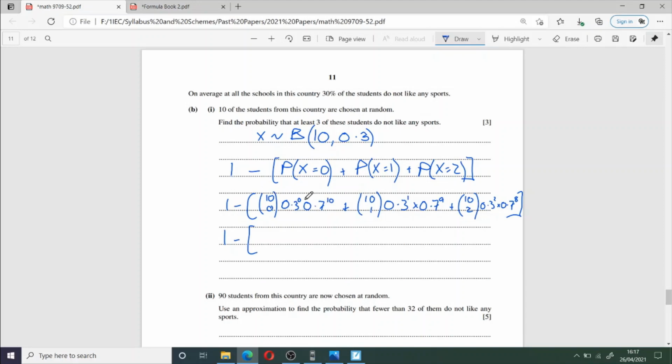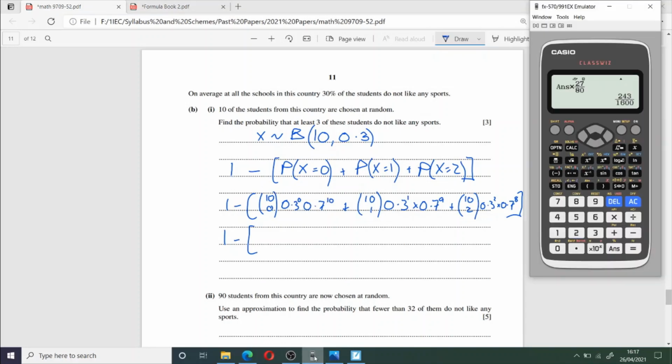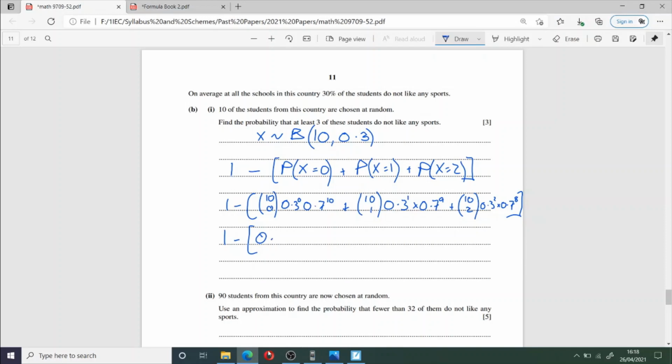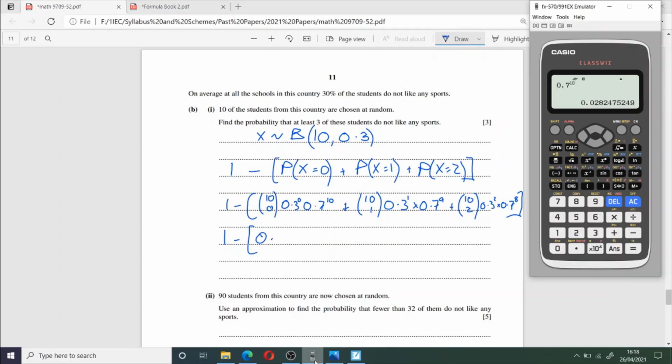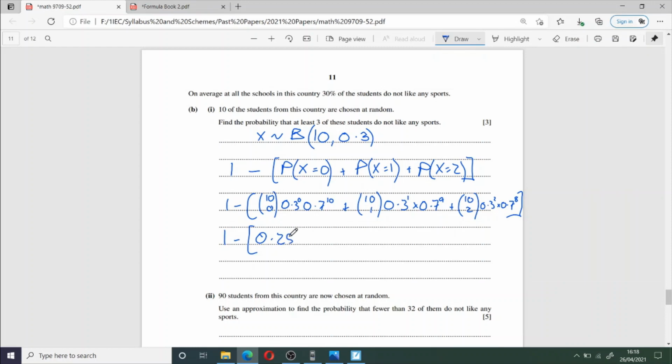I'm going to work out these separately first, as long as they give me okay numbers. Maybe they won't actually. 0.7 to the power of 10 is probably going to give me something quite awkward. It does indeed. Okay, so let's work out each of these and then subtract from 1. So 10 choose 0 is 1, 0.3 to the 0 is 1. So we have 0.7 to the power of 10. I might just write them down at least to 3SF. 0.0282, but then I'm going to store them.